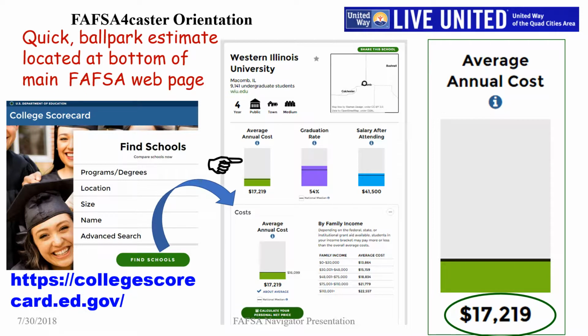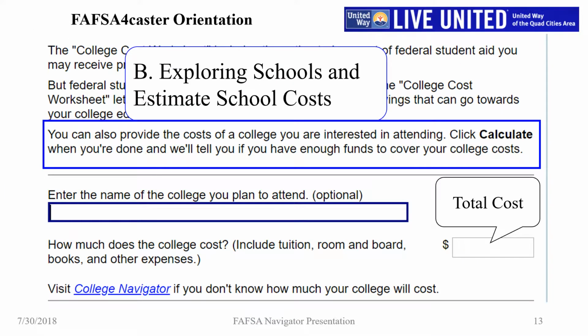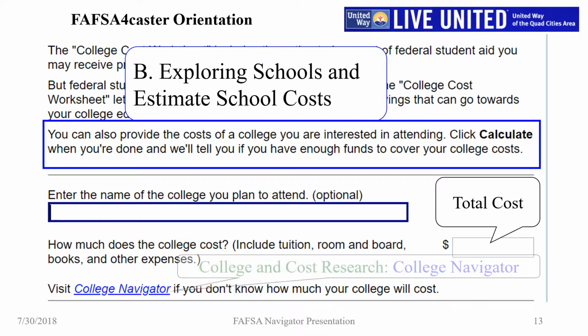However, if you desire to do a more deliberate research on the costs, you have access to the Department of Education's school statistical data. At the bottom of the forecaster screen for college cost estimation is access to the College Navigator.